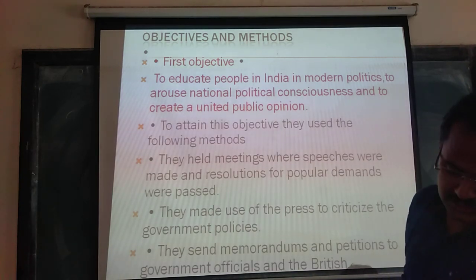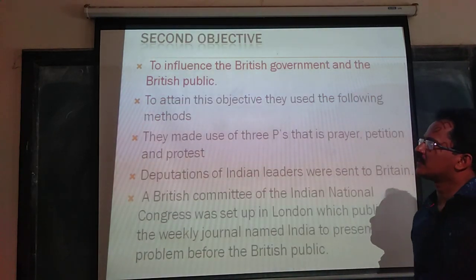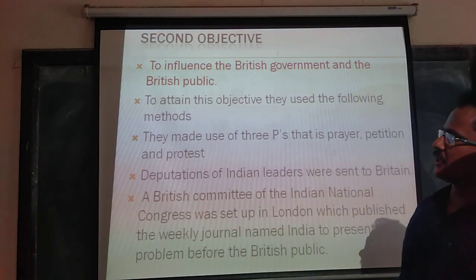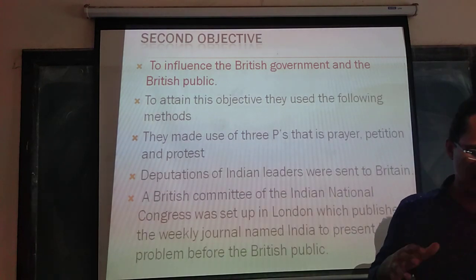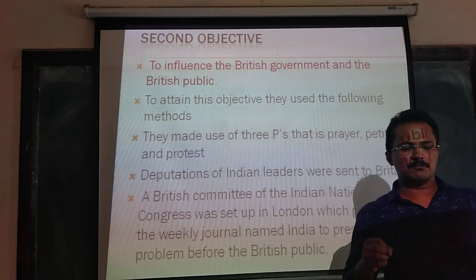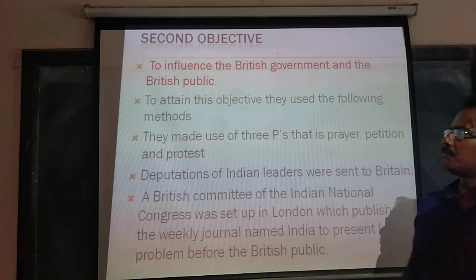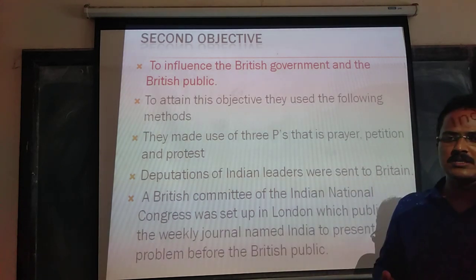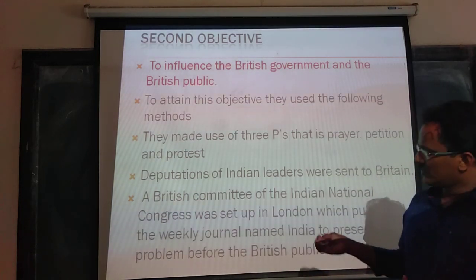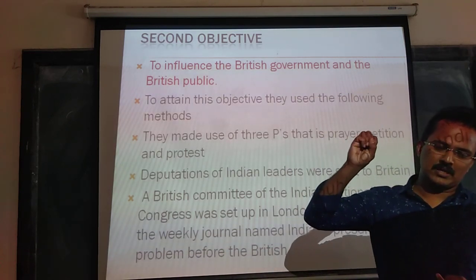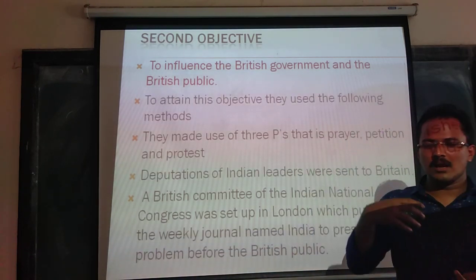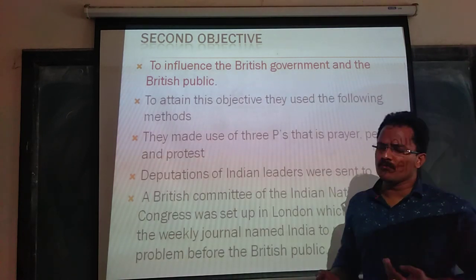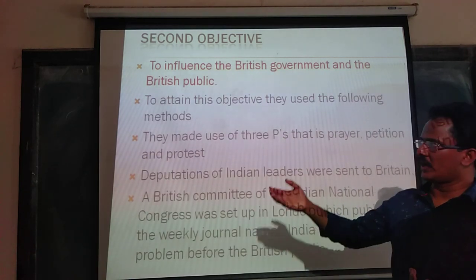Then the second objective of the early nationalists. The second objective is to influence the British government and the British public. The early nationalists believed that the British government and the British public are just and good. They believed in the sense of justice of the British. So they thought that the British government is not getting the real news, the real incidents happening in India. So they wanted to influence the British government through various methods.